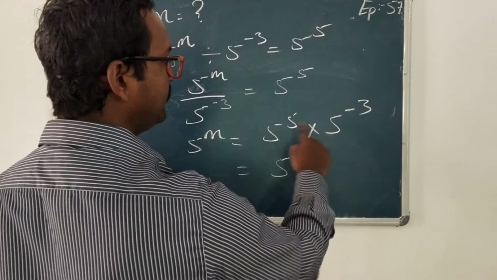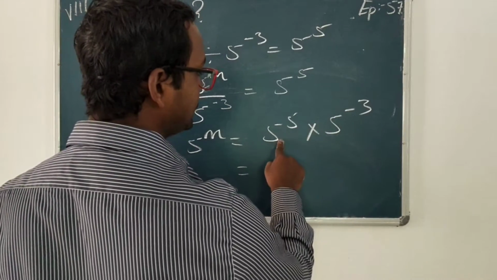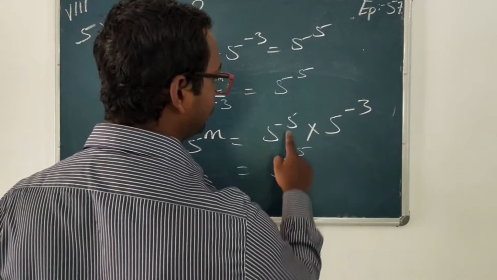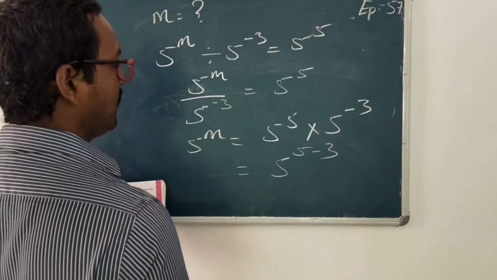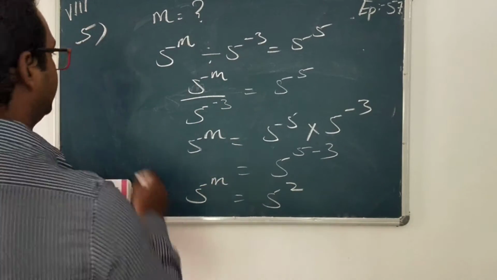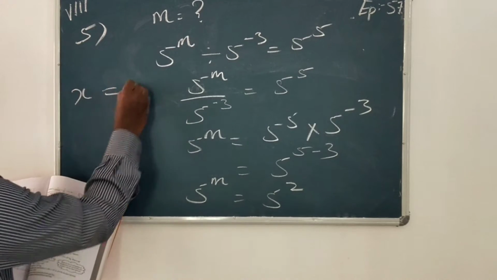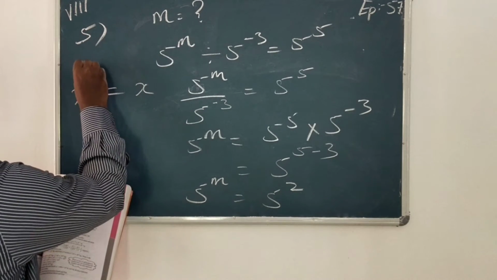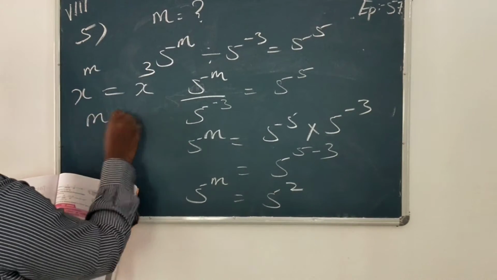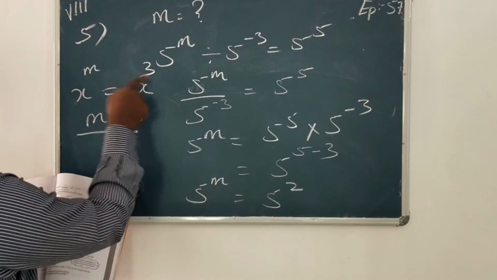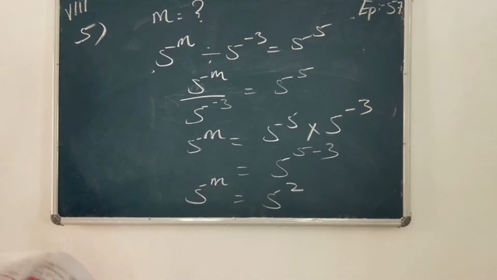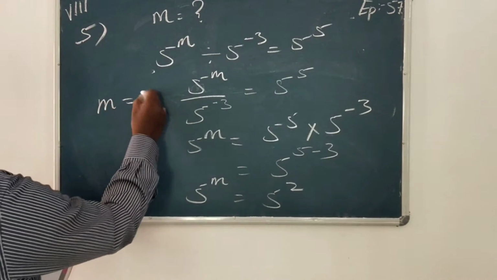See, the base is the same, so we just have to add the powers, because here the base is 5, here the base is 5, and the powers are different. When we add the powers, -5 and -3 becomes -2. Here it is 5^m. So remember, if the base is the same on both sides, the power will also be the same. So here we are getting 5 power m is equal to 5 power -2, and the value of m will be equal to -2.